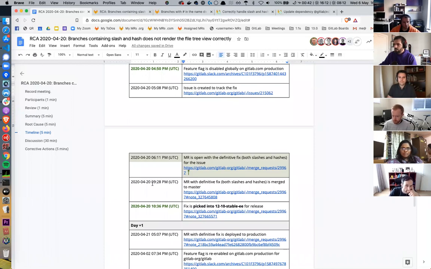So on the 20th of April at 9 p.m., we merged to master the definitive fix. We never ended up reverting, we did end up reverting the merge request that we suspected to be the cause first, because that had already been picked into the stable branch. So what we did with the definitive fix was we reverted the revert to recover that commit, and we added the actual fix. That was merged 20th of April, 9 p.m.